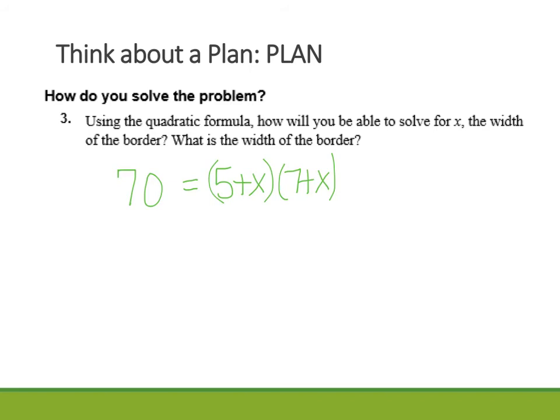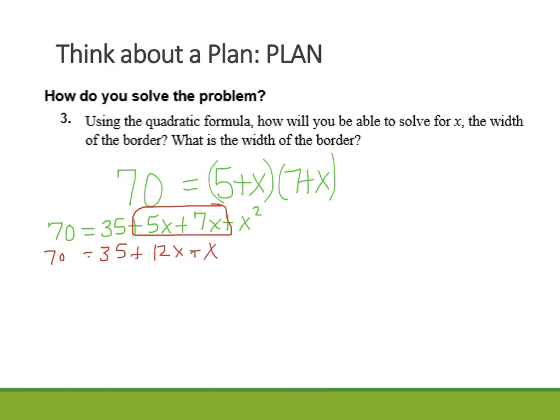Okay, so first, to write this in standard form, what we're going to do is multiply the binomials. So I'm going to start over here. 70 is equal to 35 plus, the outside terms will be 5 times x, the inside terms 7 times x, and x squared. Okay, next I'm going to add these two middle terms together and get 70 is equal to 35 plus 12x plus x squared.